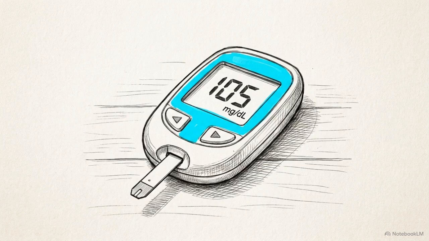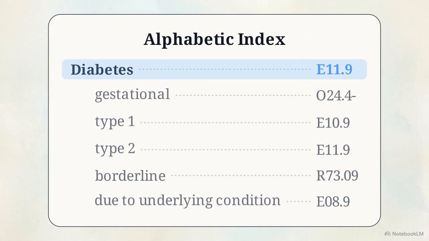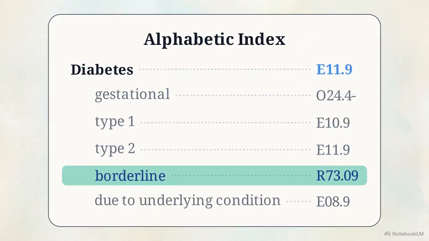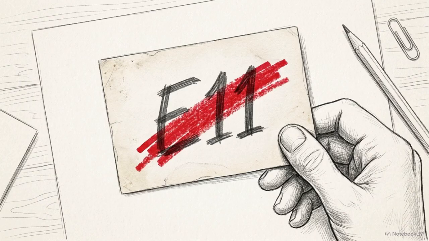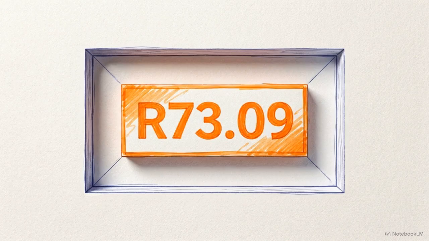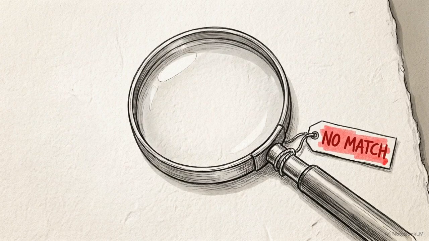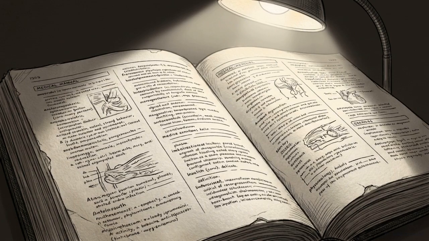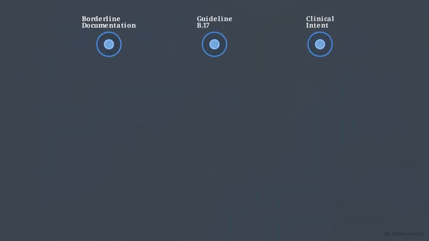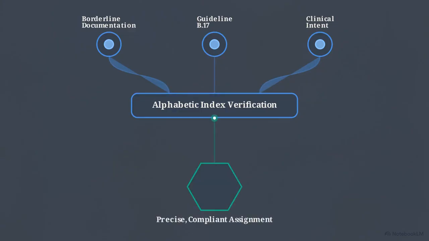Borderline diabetes provides the clearest case study for why this exception exists. Tracing the main term diabetes in the alphabetic index, you must scan further down to locate the specific subentry explicitly labeled borderline. The existence of this subentry completely reroutes your assignment. Instead of assigning a standard confirmed diabetes code, the index forces you to a specific code designed entirely for the borderline state. If your search yields a negative result, meaning no borderline subentry exists, you revert to the foundational axiom, assigning the code for the confirmed condition. The alphabetic index acts as the ultimate arbiter, taking a generalized guideline and refining it into a precise, compliant code assignment.